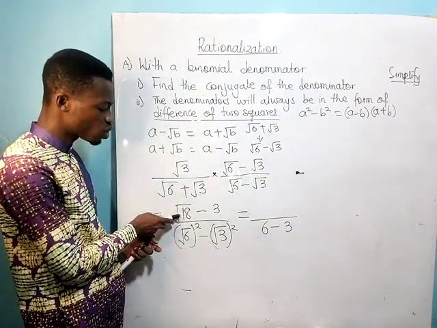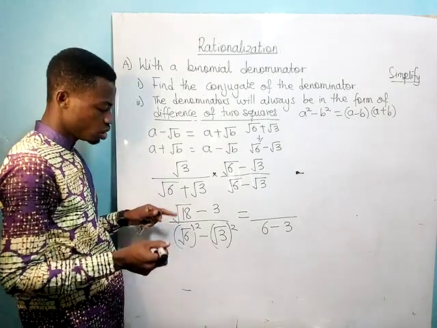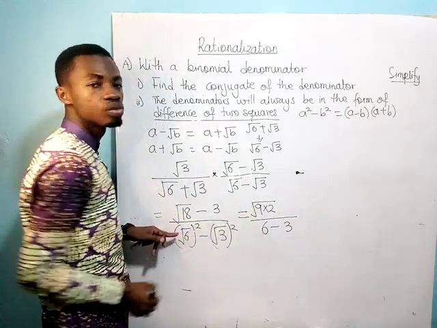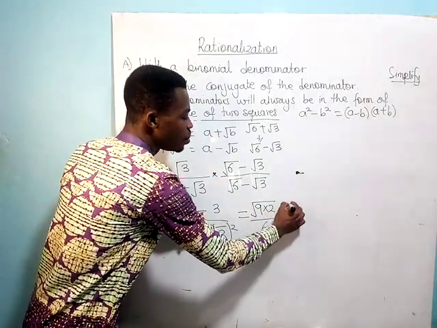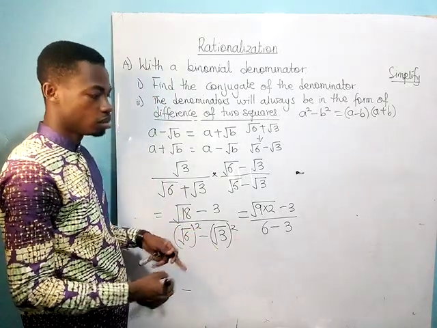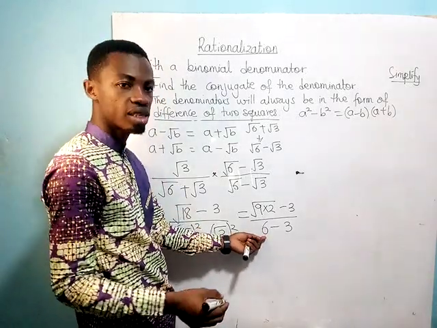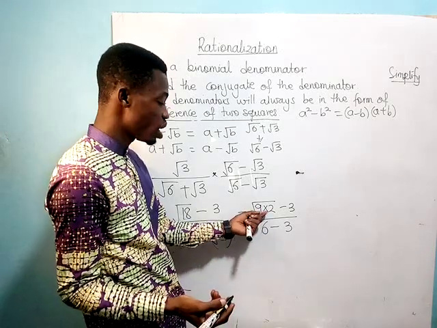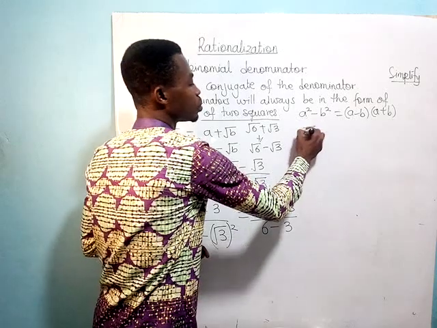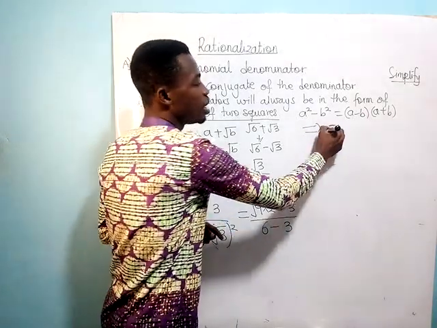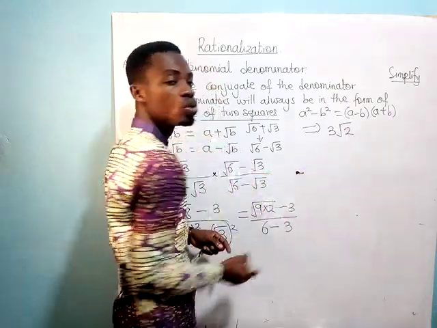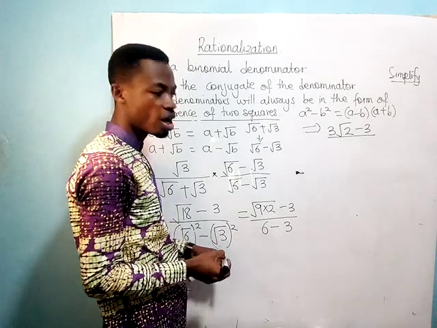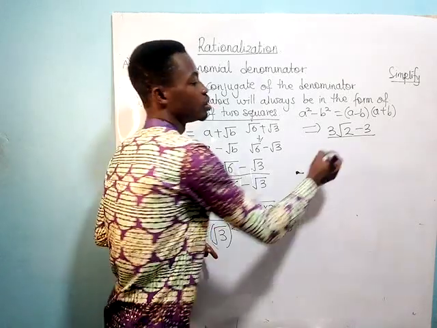Now let's come here. The square root of 18 can be simplified. Square root of 18 is the same as square root of 9 times 2. Then our minus 3 here. Let's continue. So we need to simplify this. Our square root of 9 is 3. So here we are going to have 3 root of 2. So let's continue the journey here. We have 3 root of 2 minus 3 over 6 minus 3, which is 3 here.